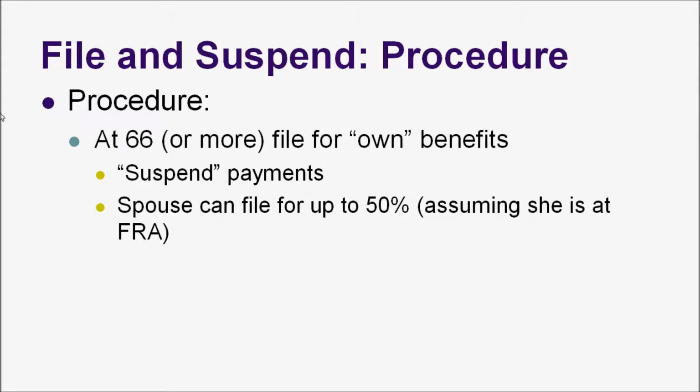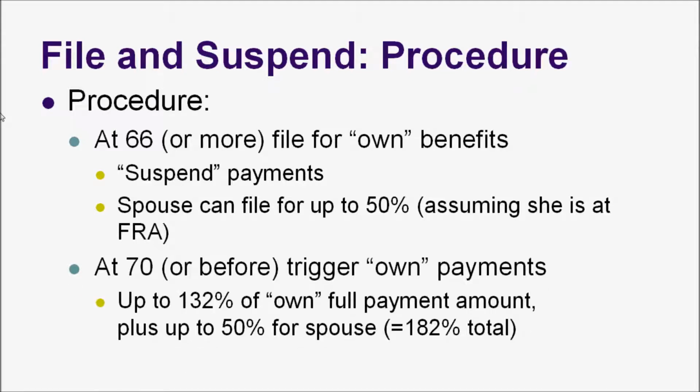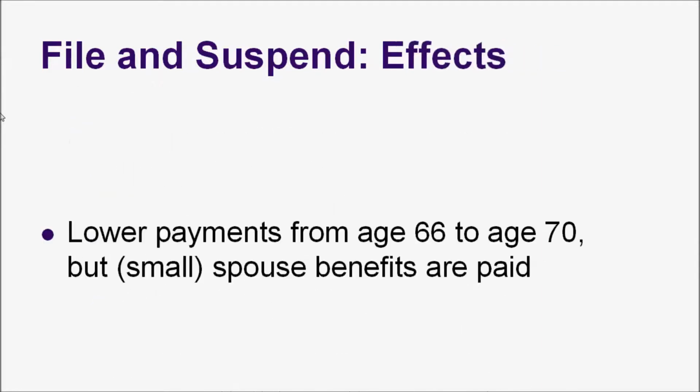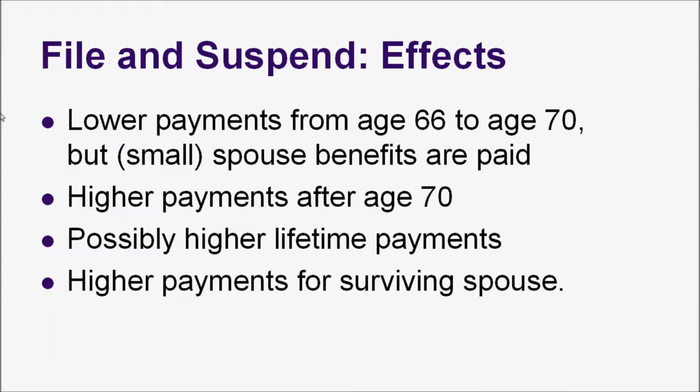So how do you file and suspend? At 66, you file for your own benefit, but you suspend the payment. At the same time, your spouse files to get up to 50%, assuming she's 66 years old. This is very, very important. At 70, you start drawing your Social Security, and you're going to get 132% plus the 50% that your spouse is getting, for a total of 182%. Okay, so what's a summary of this? You get a lower payment between ages 66 and 70, but you get a higher payment after 70, and you get a higher possible lifetime payment because one of the spouses is going to get the 132% for life.